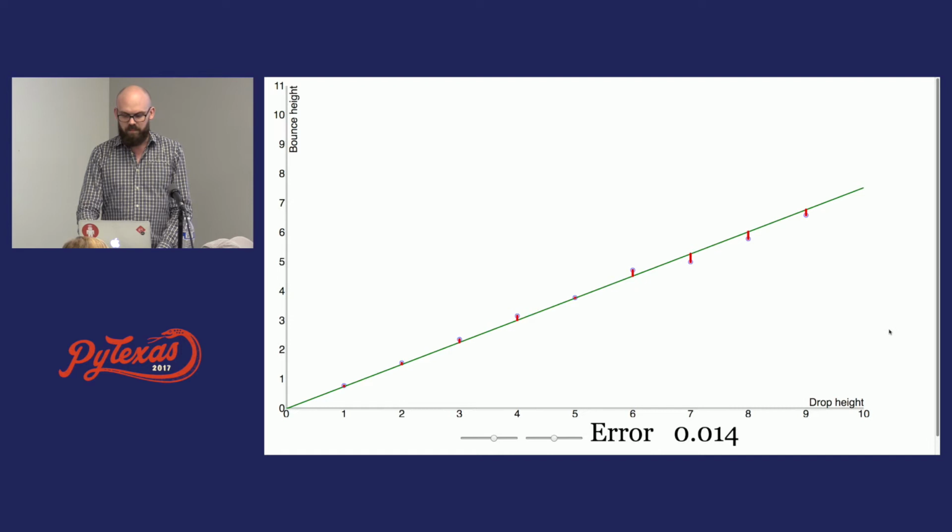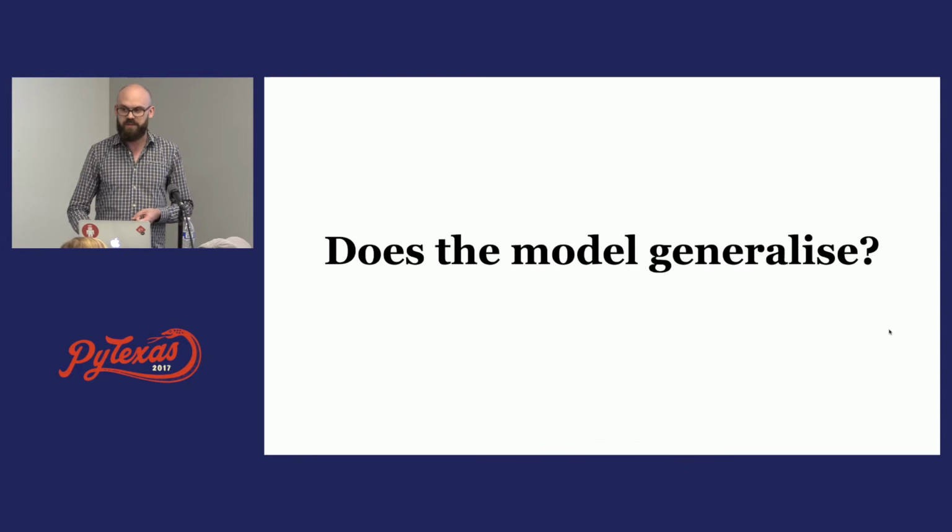So now we've made a model, and we've got some sense of how well that model fits the observations that we've already made. The next question we should ask ourselves is, does the model generalize? The whole point of making this model in the first place was we wanted something that had this seemingly magical property of generalization. So did we get it?